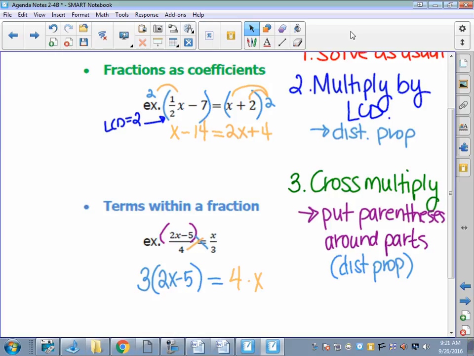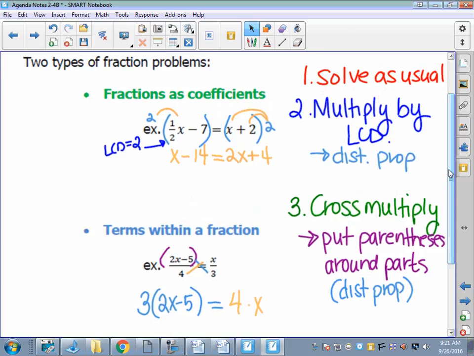And then we would solve it just like we did in section 2.4a. So you've really got 3 options. Just do it the regular way if you've got a problem like the first example. Multiply by the least common denominator, or cross multiply. When you cross multiply, you do need fractions though. Fraction equals a fraction typically. So make yourself a note there.